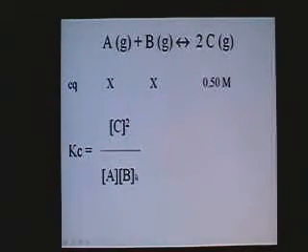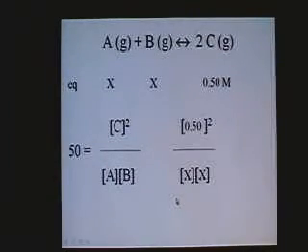Now let's plug in everything we know. We know the C value, the Kc value was provided, and we're going to be able to fill in A and B with x. So now we have to algebraically solve for x. Notice that we have 50 is equal to 0.5 squared over x times x.